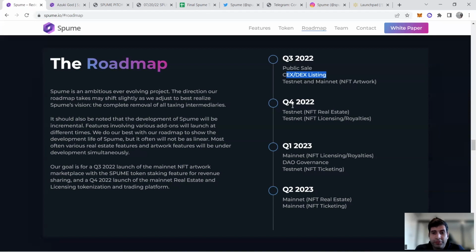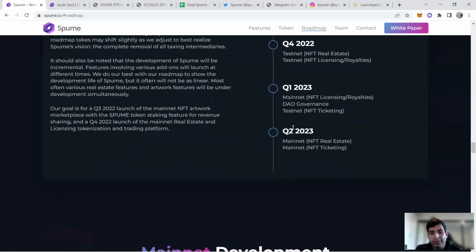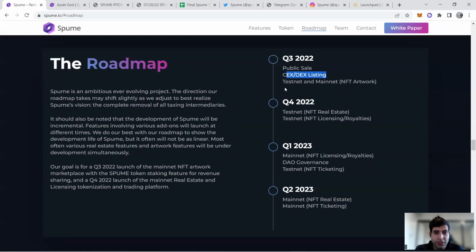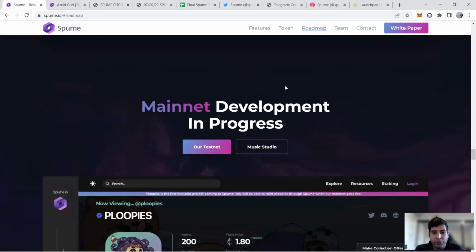Q4, they're going to have the real estate NFT testnet and licensing and royalties. Q1 of 2023, they're going to have the mainnet as well for those, and the testnet for the NFT ticketing with DAO governance. And Q2, they're going to have the mainnet for everything going live. So in less than 3 quarters, all of the activities I just mentioned will be actually going live.